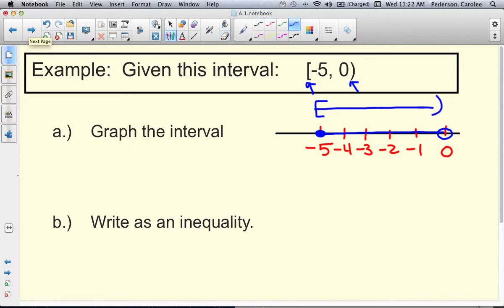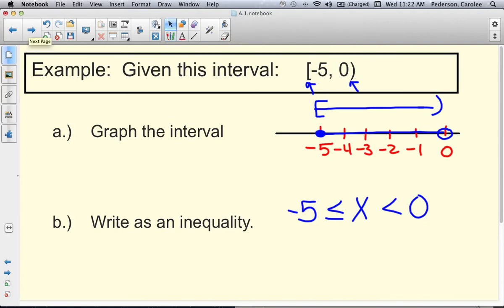If you were to convert it to an inequality, you have your x less than 0, but greater than or equal to -5. And that's how you can construct an inequality if you're given an interval.